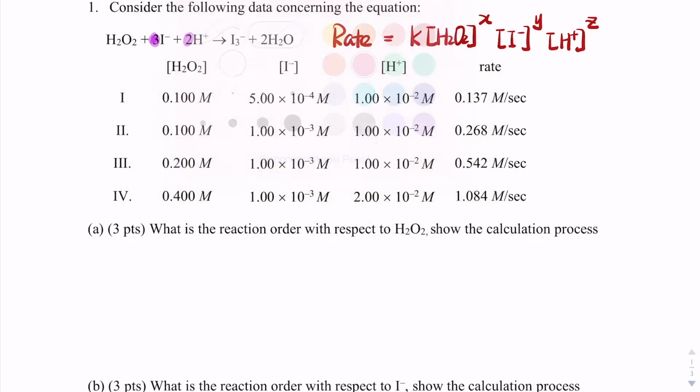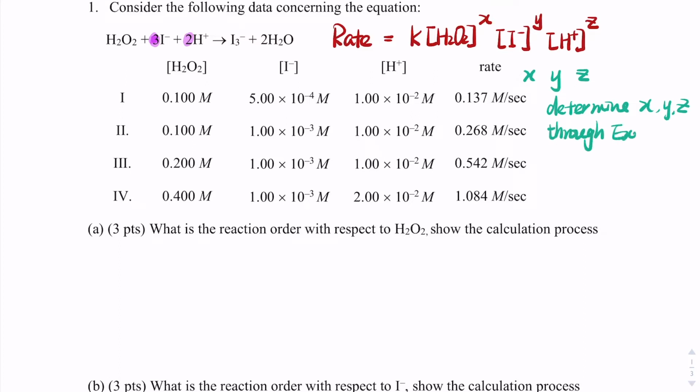So that x, y, and z, you can only determine these values based on what? You determine x, y, and z through experiments. All this over here, those are experiments. So we're going to base on these values and then actually determine those. Those coefficients are not useful here.